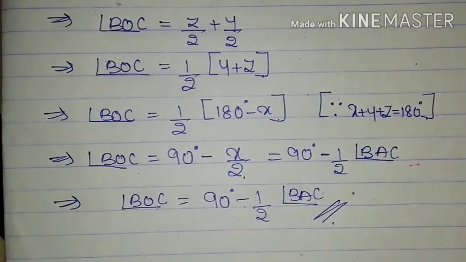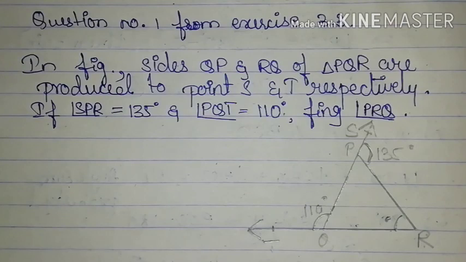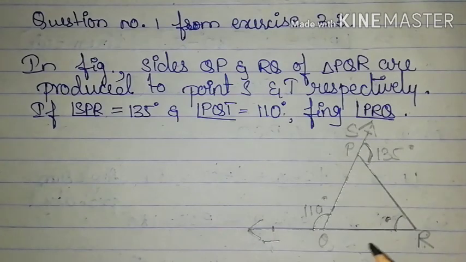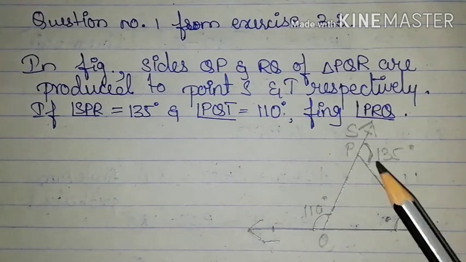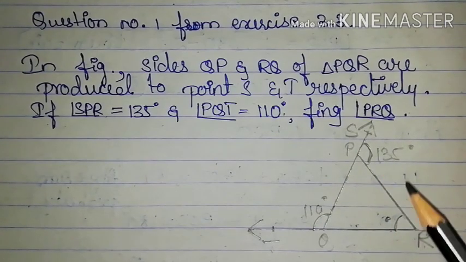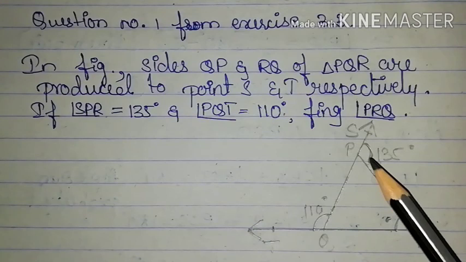This completes your solved examples for this section. Now your homework for the day is question number 1 from exercise 3.3, which says: in the figure, sides QP and RQ of the triangle PQR are produced to points S and T respectively. The exterior angles formed, angle SPR is equal to 135 degrees and angle TQR, or PQT, is equal to 110 degrees. Your job is to find the value of angle PRQ.